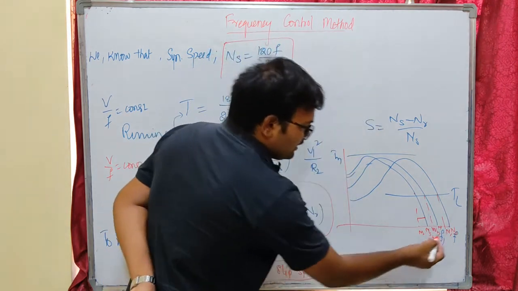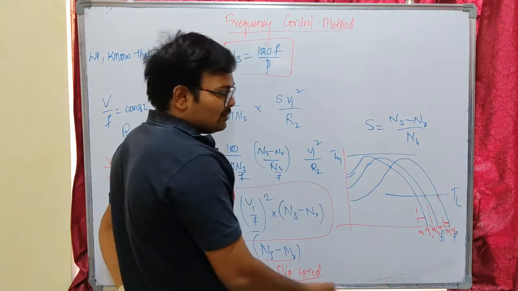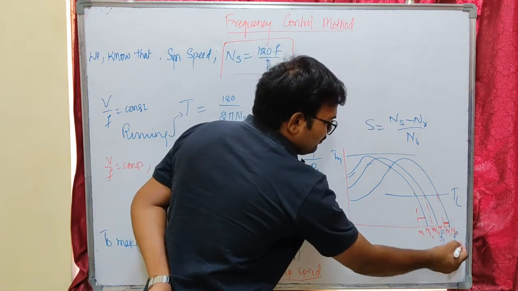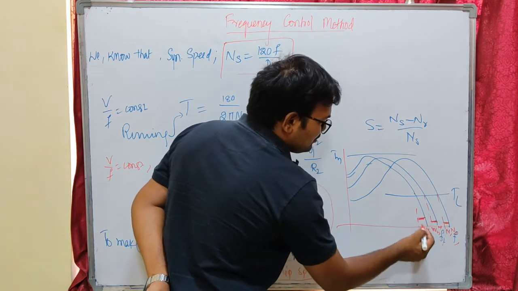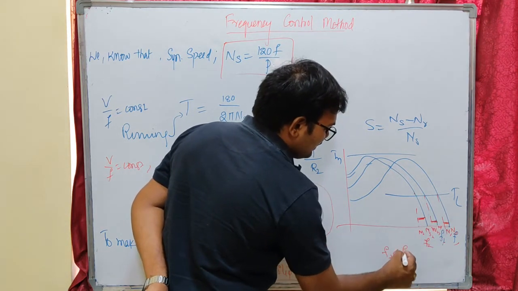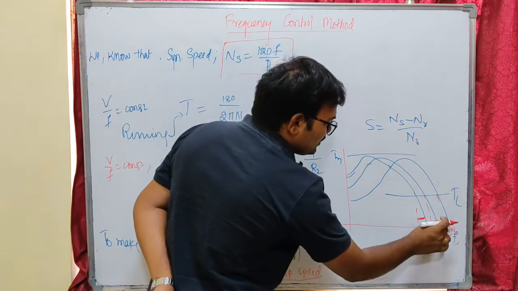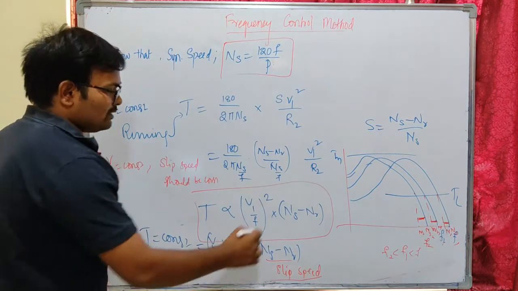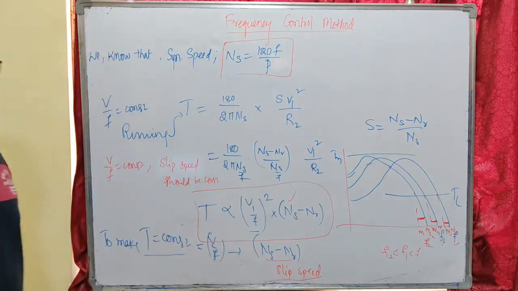Here the ns and nr difference is nothing but slip speed, right? So this is slip speed for f, this is slip speed for f1, this is slip speed for f2. You know that f2 is less than f1 is less than f. That means this slip speed should be equal and it is constant. That is the idea. This slip speed should be constant for the given V by f equal to constant.